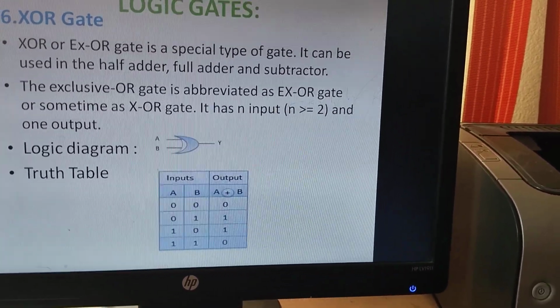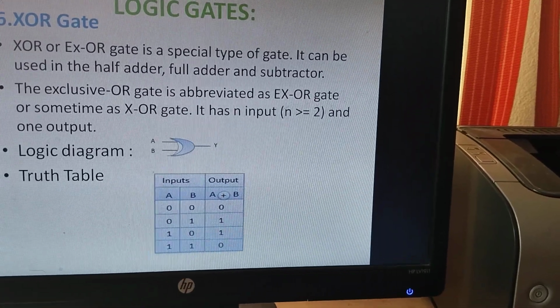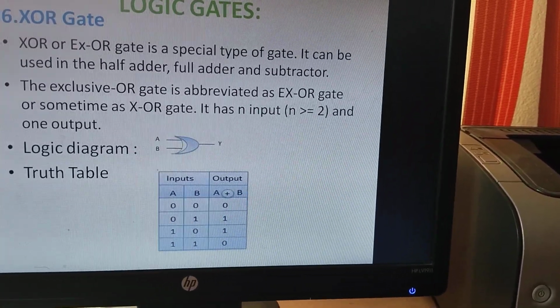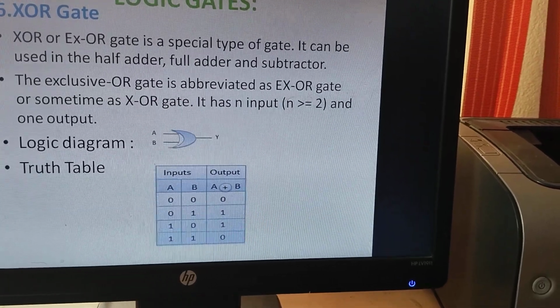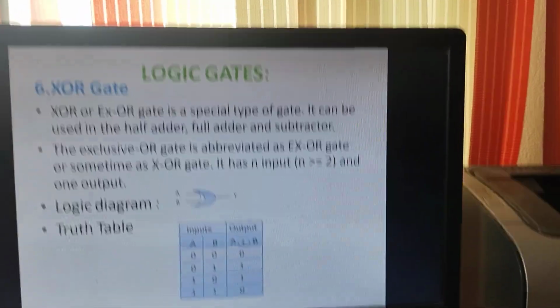Similar to that, A equal to 1, B equal to 1, output will be 0. But A is 0, B equal to 1, the output is 1. Similarly, A equal to 1, B equal to 0, the output is 1. That is the concept of the XOR gate.